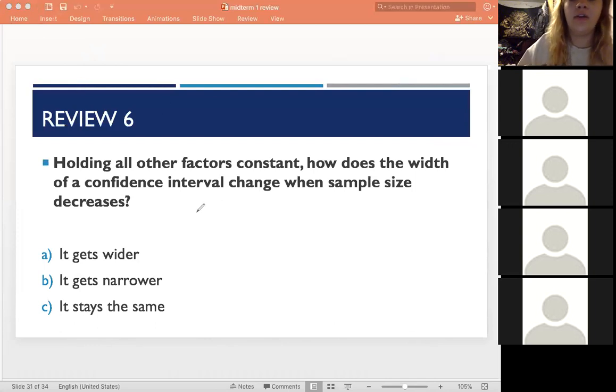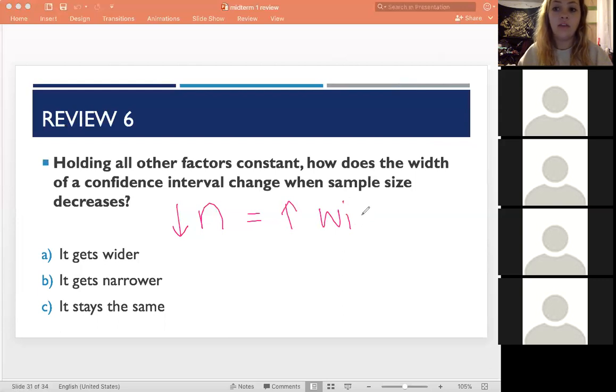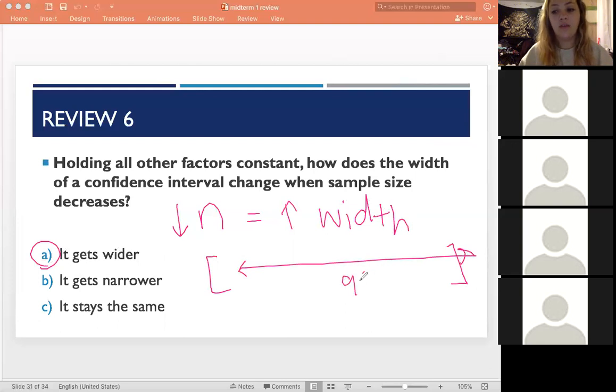Nice. Good job. So yeah, remember we do have that relationship: a decrease in sample size is going to be an increase in the width. Such a weird word, width. So that means that if our sample size decreases, it is going to get wider, because a smaller sample size means that we're going to need to capture a larger span of data in order for us to be confident, 95% confident, for example, that it's in there. So it is going to get wider. Narrower would be if we increased our sample size. Staying the same would be if we kept the same sample size. So good job.